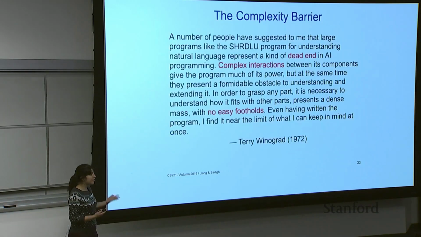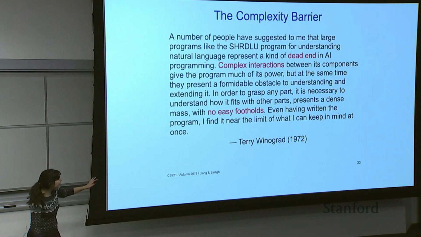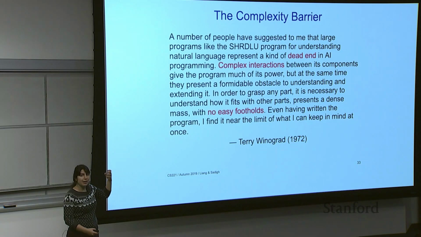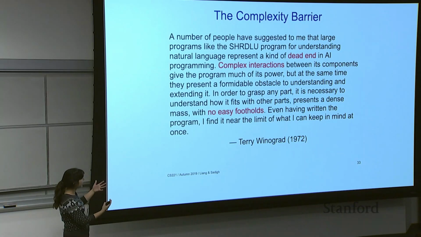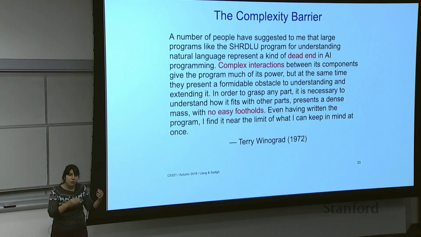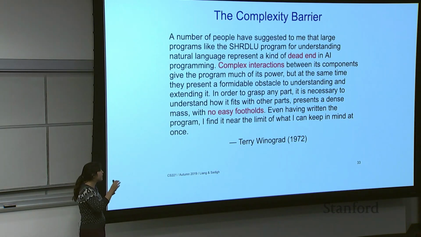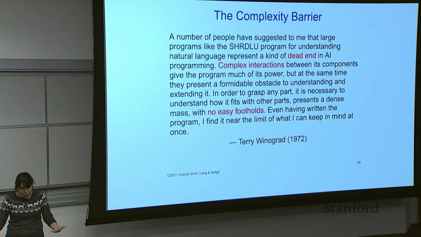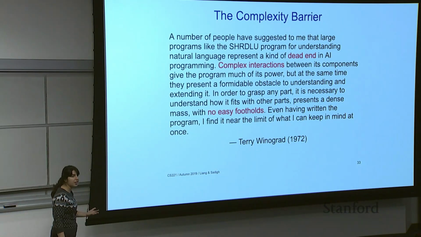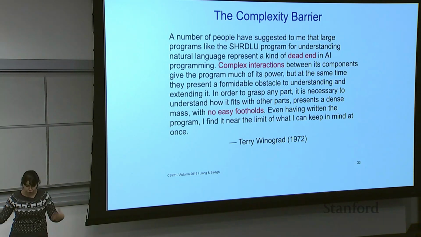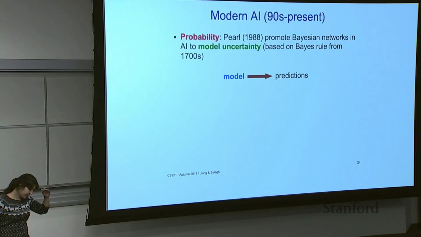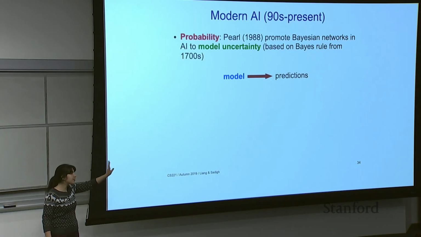But even Terry himself, a couple of years after, made a statement talking about his worries about how programs like SHRDLU are not going to solve the problem. They're not going to go all the way. He was saying this is kind of a dead end in AI, and thinking about these complex interactions, there's just a lot of them. It just doesn't seem feasible to write down all these rules that you would have between each one of your subparts with other subparts, and there's no easy footholds. So at this point, people were thinking this complexity barrier is not going to really allow these AI systems to do cool, big things. So then we had the second winter of AI.